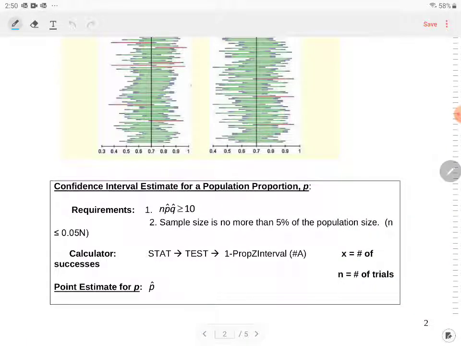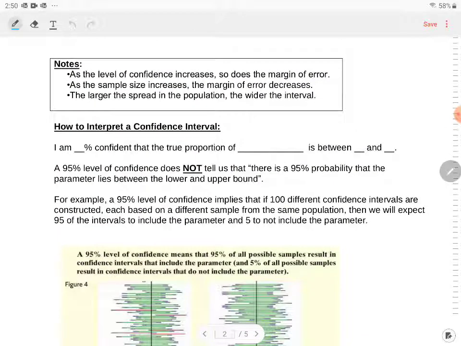All right, so in number 2, we're going to look at some notes here, just a few definitions. These are important up here in the box. As the level of confidence increases, so does the margin of error. As the sample size increases, the margin of error decreases. And the larger the spread in the population, the wider the interval.